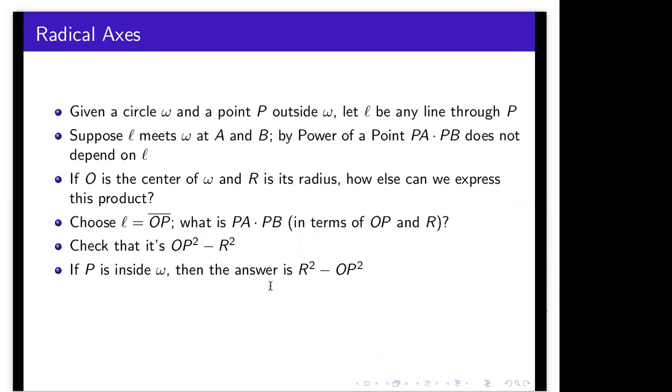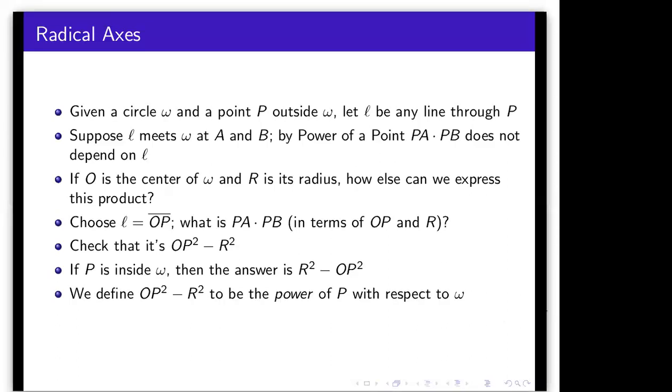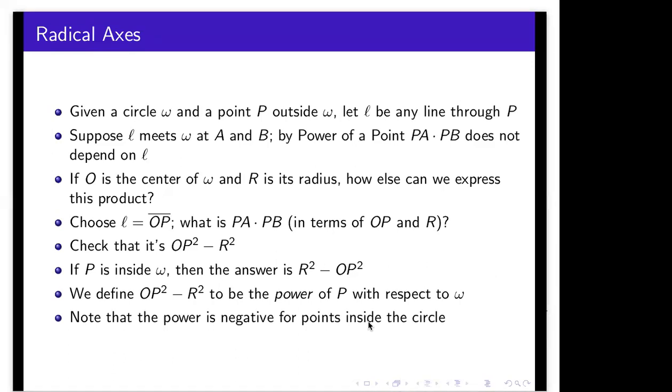So we see that this quantity, OP squared minus R squared, is pretty helpful because by power of a point, it is what PA times PB is for any choice of L. So we'll define OP squared minus R squared to be the power of P with respect to omega. Note that this quantity is actually negative if P is inside the circle. So this quantity encapsulates what PA times PB is going to be. It's equal to PA times PB if P is outside the circle, and it's equal to negative PA times PB if it's inside the circle.